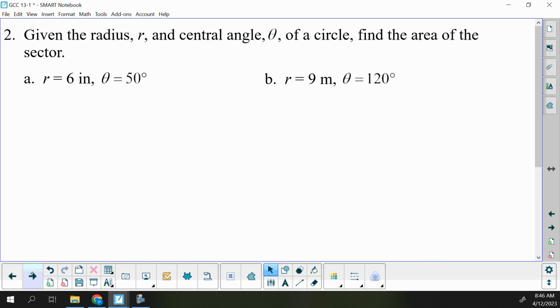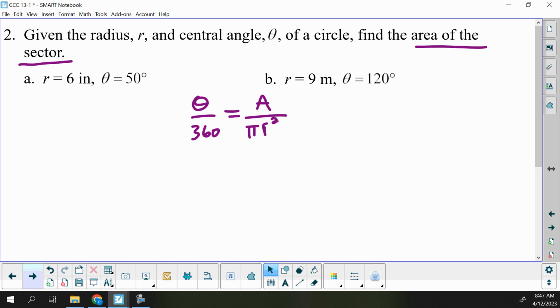Going over to the next page, we're given a radius and a central angle. We want to find the area of the sector. So because we want to find the area of the sector, that should tell us we want to use the proportion theta over 360 equals the area of our sector over pi r squared. Now I'm not going to put S on that area of the sector just because we only have that one left to find. We've already replaced the bottom right with pi r squared, so we don't have to differentiate between them.